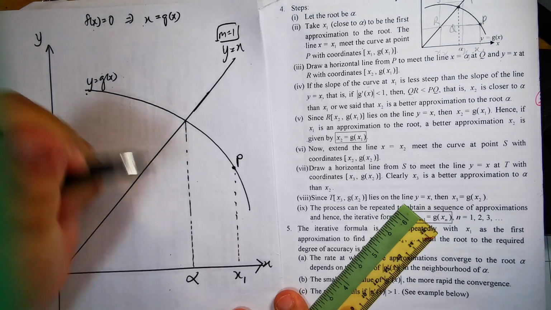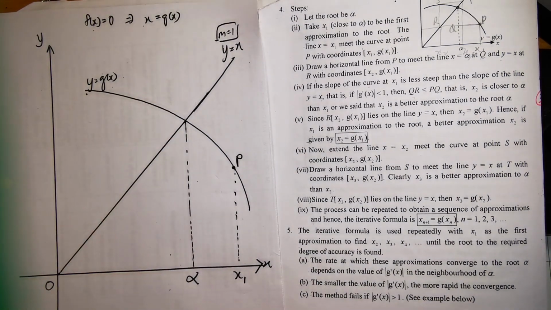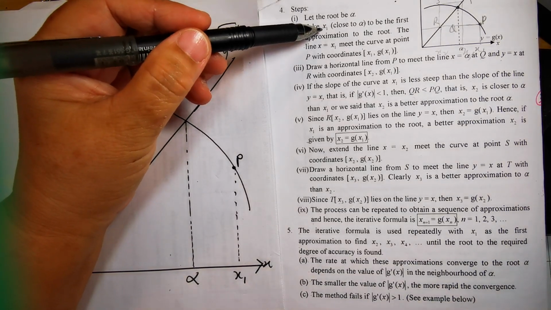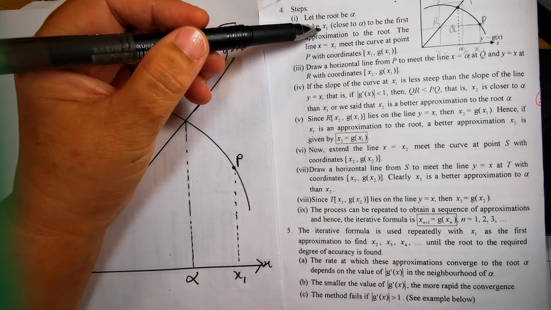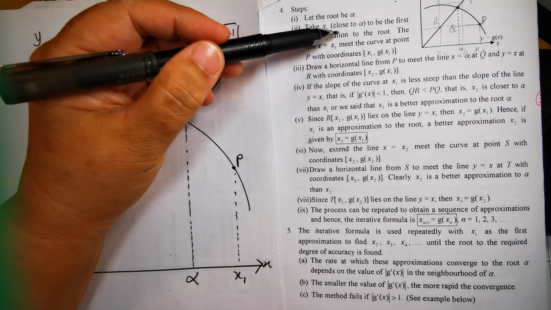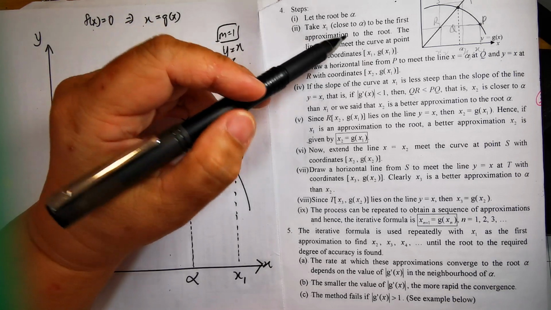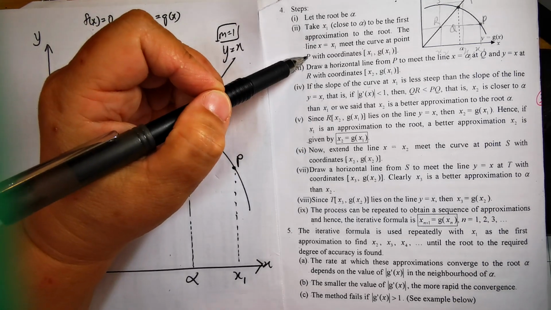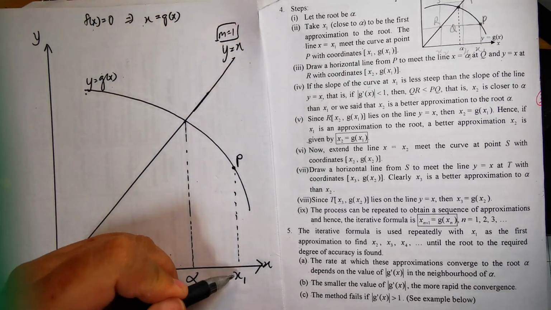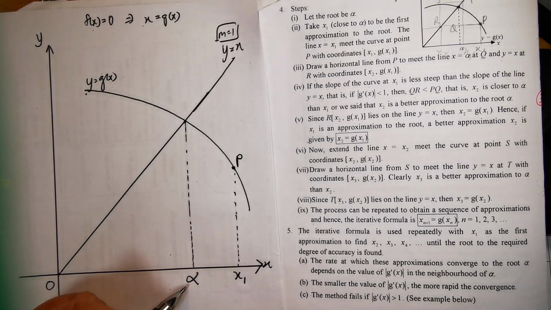Alright, alpha will be the actual root, or the intersection point. Then we will take x1. We will just choose one value of x which is close to the actual root alpha to be the first approximation to the root. So the line x equals x1 will meet the curve at point P with coordinate x1, g(x1). So let's say we choose x1 very close to the actual root alpha.